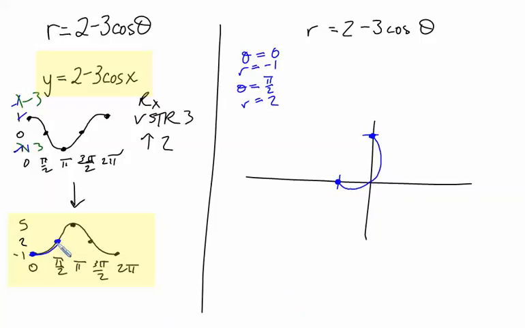Let's go to the next portion of our graph here between pi over 2 and pi. So we're going to go from theta equals pi over 2, r equals 2, until we get to theta equals pi, radius equals 5. That's going to be over here, theta equals pi, radius equals 5, and the radius just keeps enlarging until we get to that point.